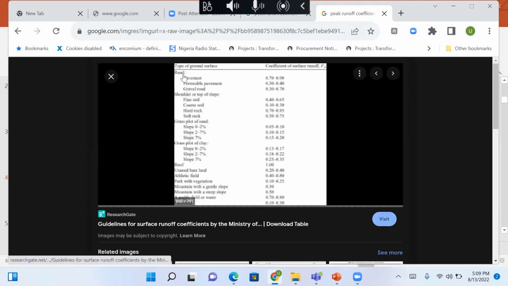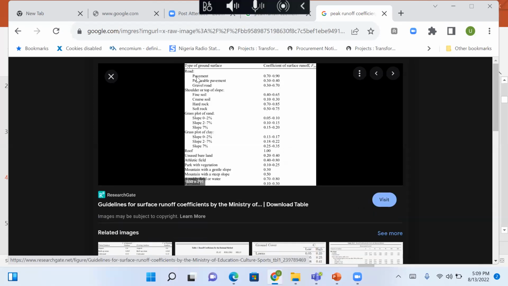So this one is giving you for road. Look at road. It's a paved road, it's 0.7 to 0.9. It's a permeable road, permeable pavement. I'm just wondering which one is permeable pavement. It will be 0.3 to 0.4. I think permeable pavement is things like interlock. When you put interlock, there are spaces, so it's not 100% sealed, and so on and so forth.